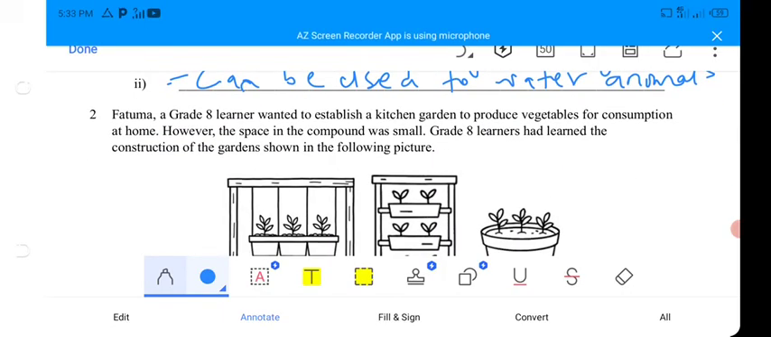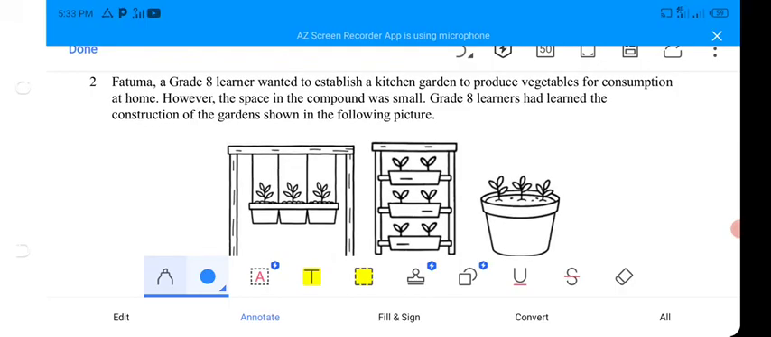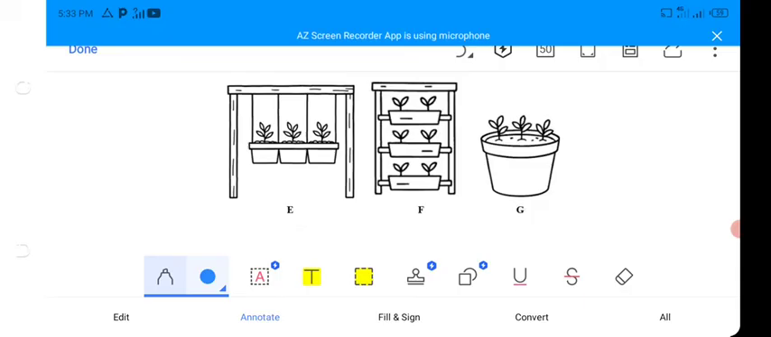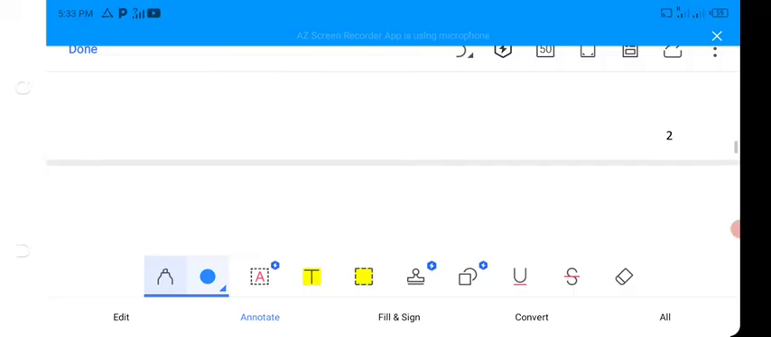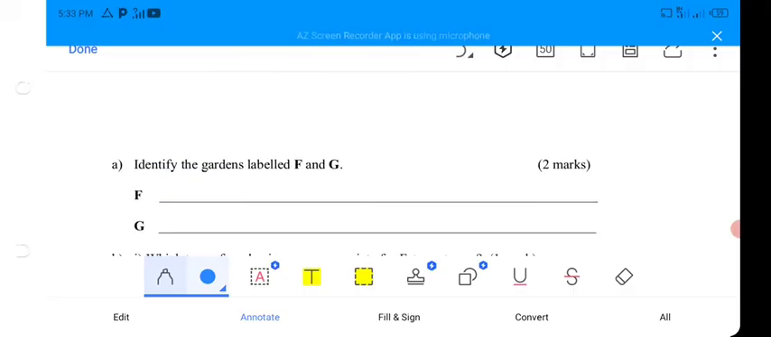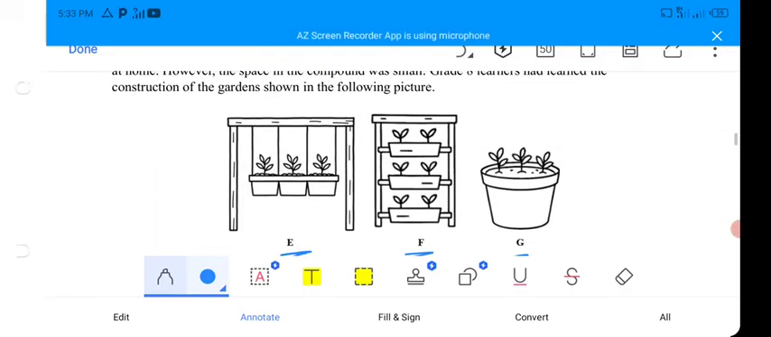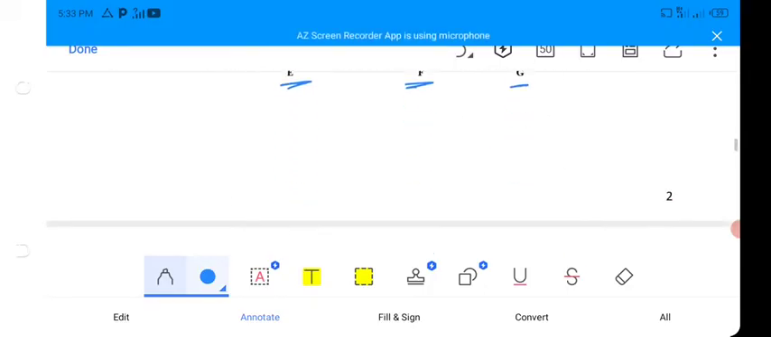Question 2. Grade 8 learners wanted to establish a kitchen garden to produce vegetables for consumption at home. However, the space in the compound was small. Grade 8 learners had learned the construction of a garden shown in the picture below. So we have garden E, garden F, and garden G. Identify the gardens labeled F and G. F is the framed suspended garden.